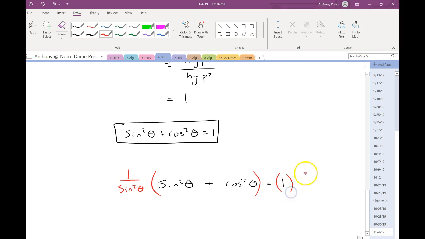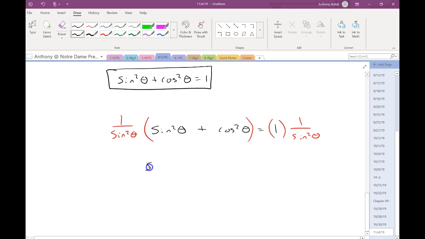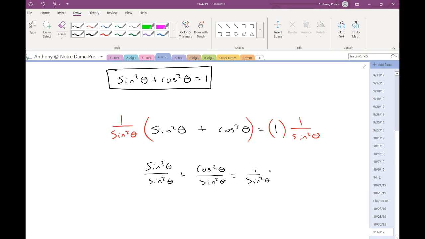But instead of saying dividing both sides by sine squared, I'm going to write that I'm multiplying by 1 over sine squared. It's really the same thing, but it makes the notation a little bit easier if I write it as a multiplication rather than division. So that's going to give me sine squared theta over sine squared theta, cosine squared theta over sine squared theta equals 1 over sine squared theta. Well, sine squared theta over sine squared theta is obviously what?